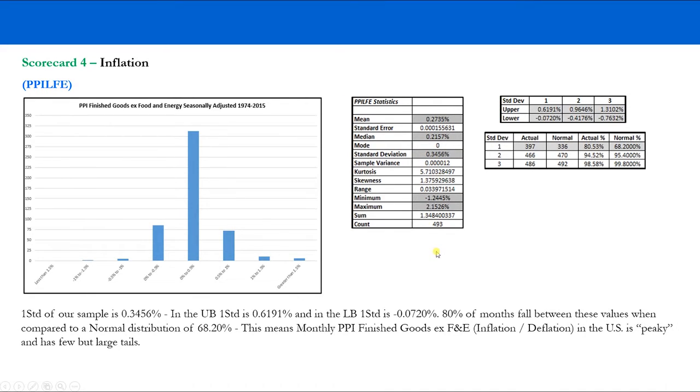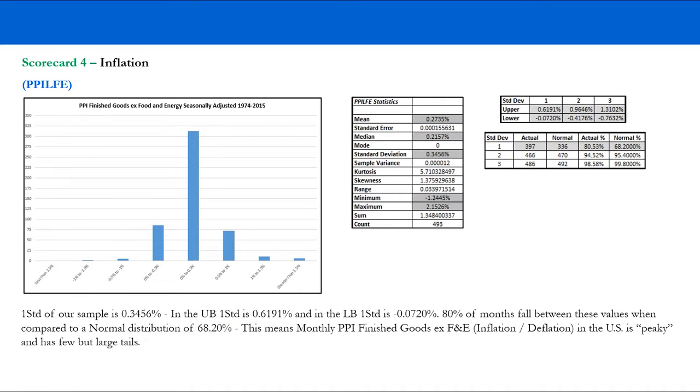And in the upper bound, so in the positive data side of the distribution, one standard deviation is 0.619%. And in the lower bound, it's minus 0.72%. And 80% of months fall between these values. When we compare that to a normal distribution, one standard deviation is 68.2%.